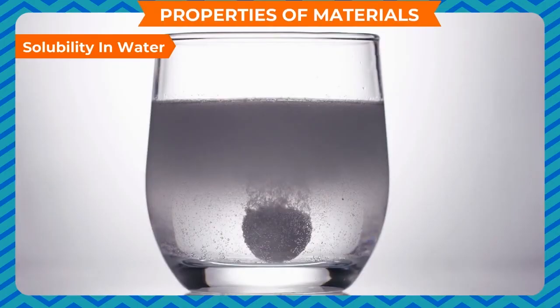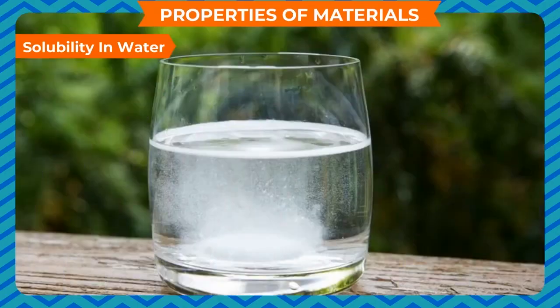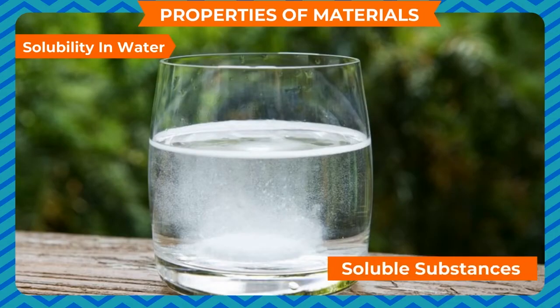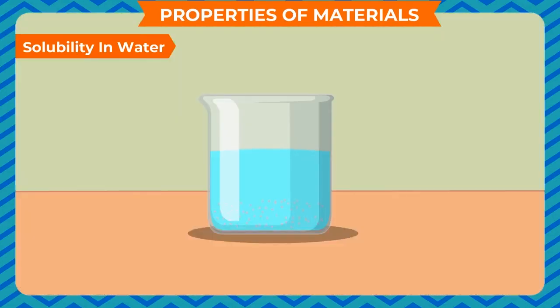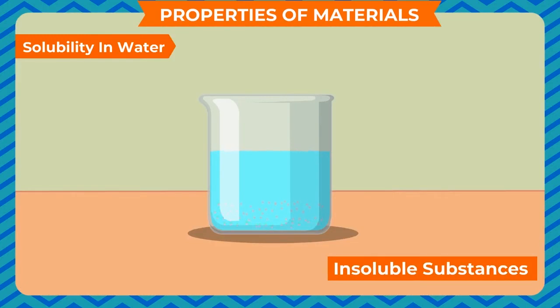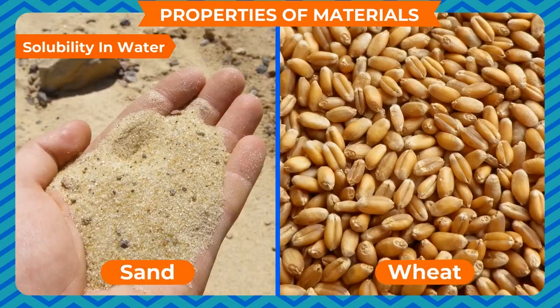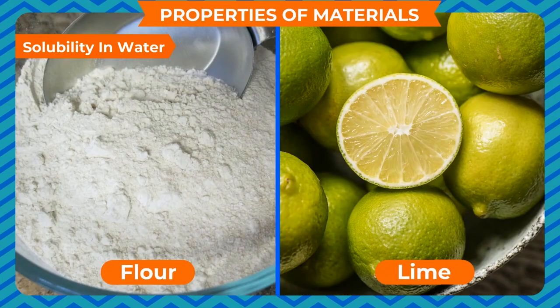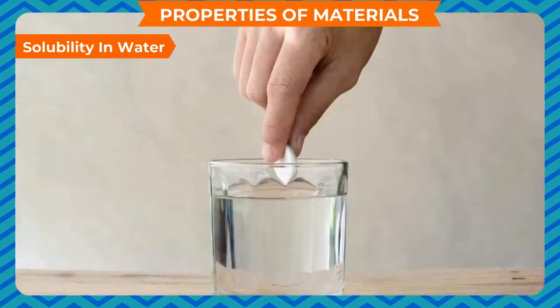Solubility in water. Certain substances completely dissolve in water. They are called soluble substances, and this property is called solubility. Conversely, if a substance does not dissolve in water, it is called an insoluble substance. For example, sand, wheat flour, lime, etc. The solubility of different materials in water is further discussed in detail.